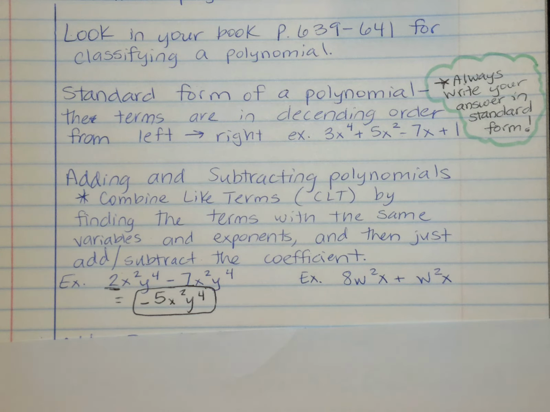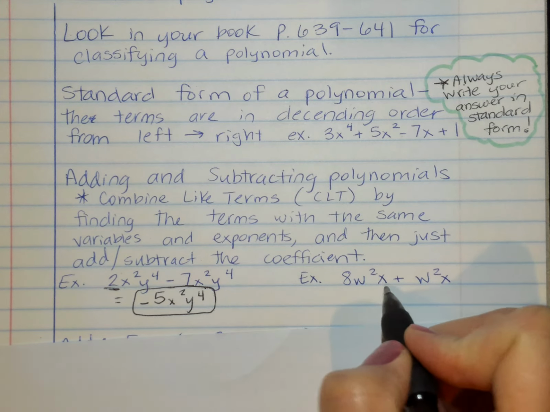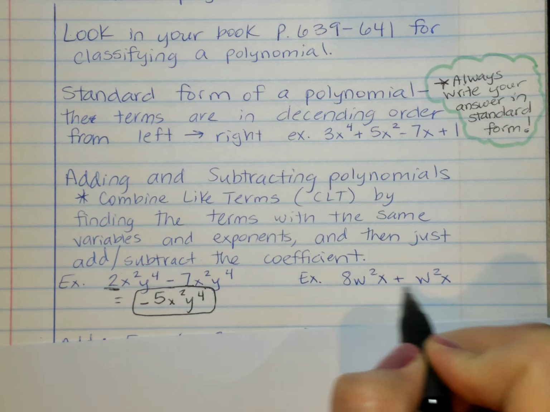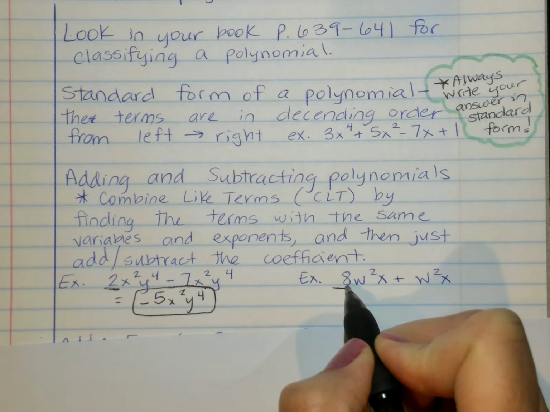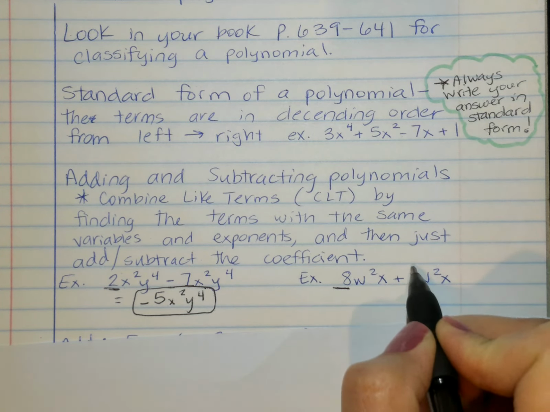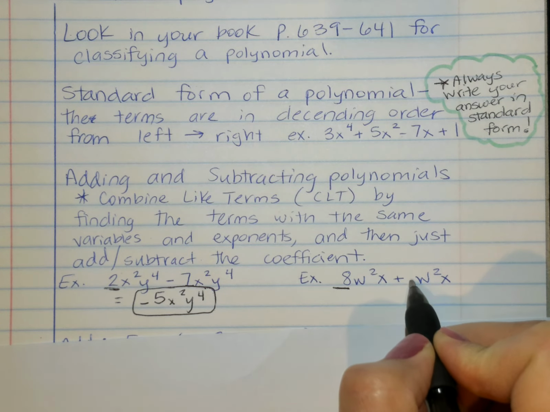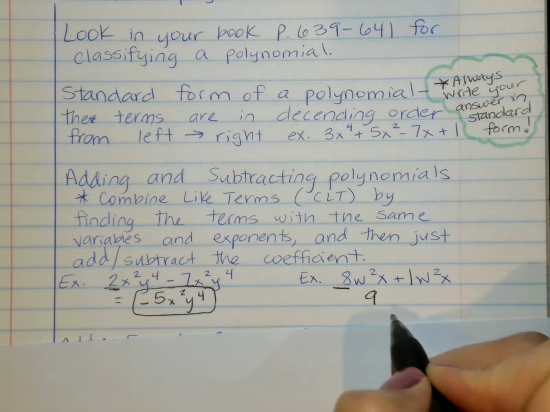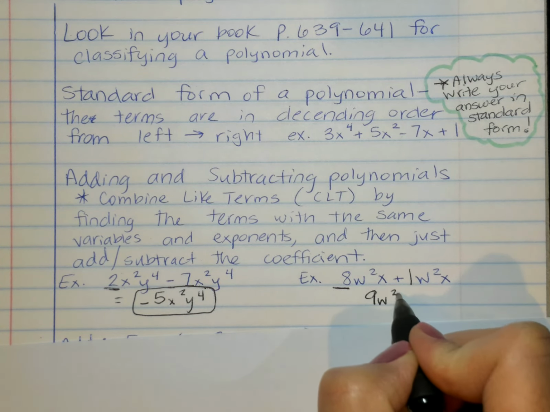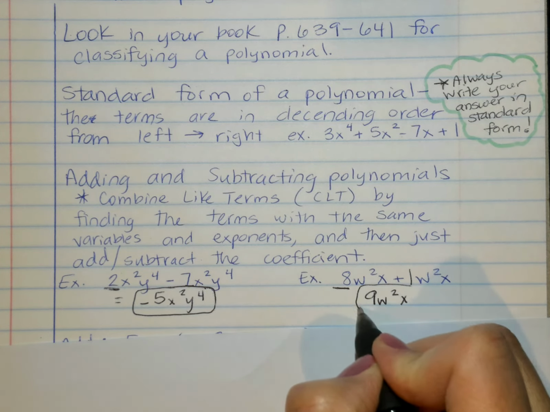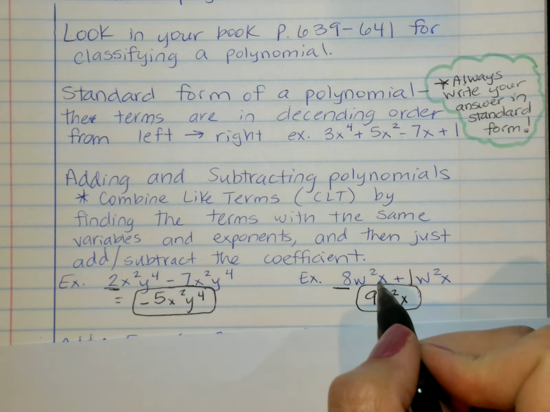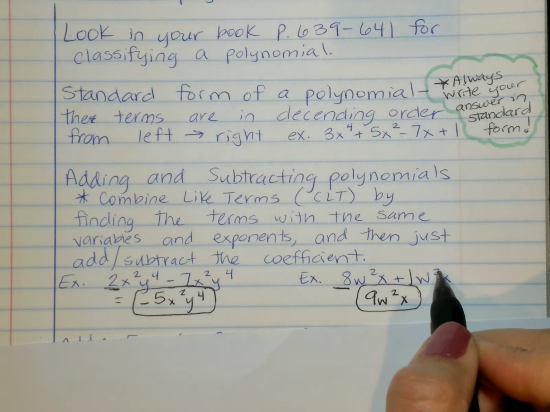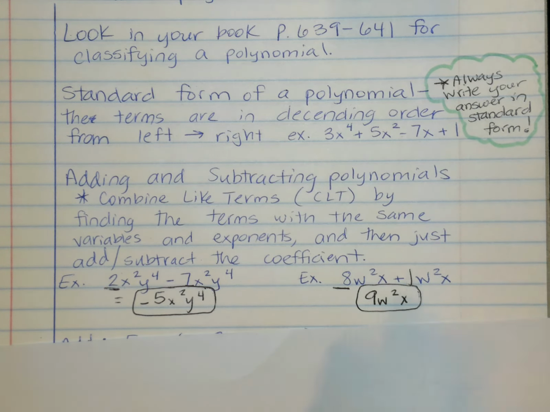All right, and then the next one, 8w squared x plus w squared x. So notice that the w squared x is the same. I just have to add the coefficient. So that has an 8. It's plus. Then I don't see a number. It is an invisible 1. So there's an invisible 1 there. So 8 plus 1 would give me 9. 9w squared x. So remember, just keep the variables and exponents the same. They need to be like terms. They need to be the same exact variable with exponent, or else you cannot combine them.